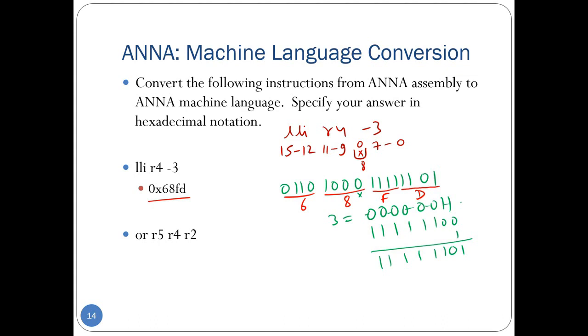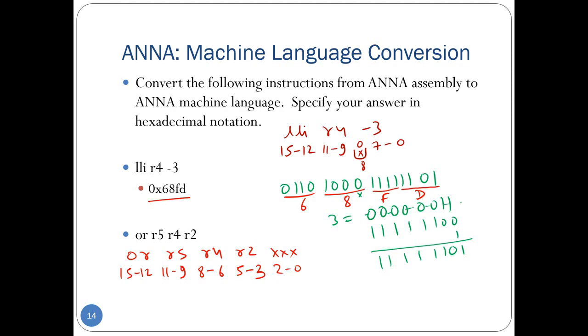Now the second instruction is the OR instruction. Once again, recall the format. Bits number 15 to 12 is the opcode. Actually, let's do this here because there is not enough space here. So for the OR instruction, let's say you have OR R5, R4, R2. So bits number 15 to 12 is this opcode, 11 to 9 is R5, 8 to 6 is R4, 5 to 3 is your R2, and 2 to 0, these are your unused 3 bits. Okay, so this is the format.